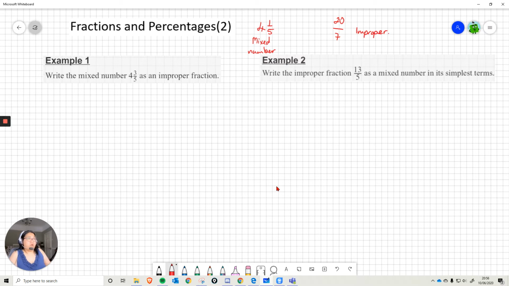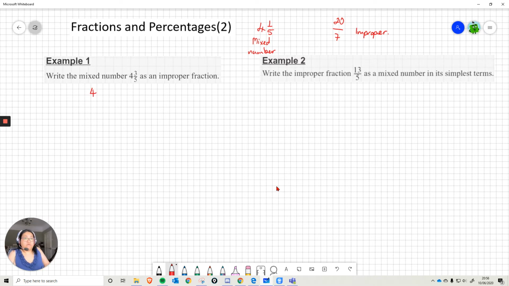Now, the good thing about mixed numbers and improper fractions is that they're linked. You can write something as a mixed number and then convert it into an improper fraction and back again. So I'm just going to demonstrate how with the first example. We've got 4 3/5, and I'm going to draw it as a diagram first just to show you what's going on. What this fraction means is I've got 4 wholes.